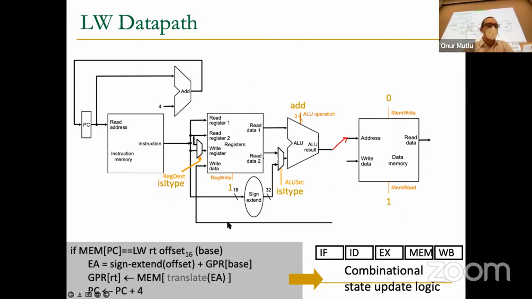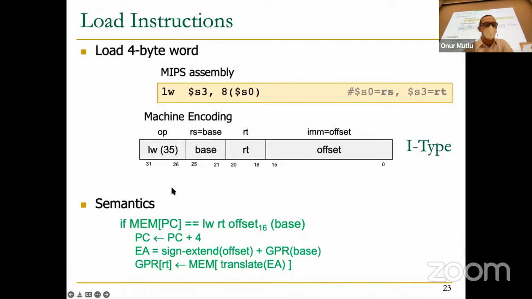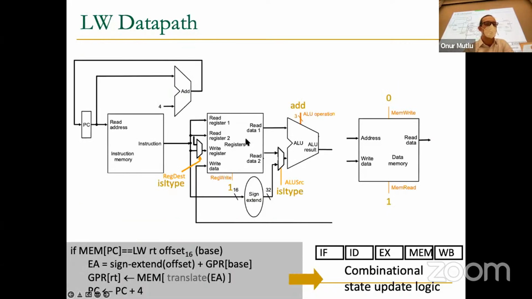Okay, this part I've already said, we already covered actually, because this load word is also I-type. The write register is specified by these bits that are coming from RT, if you will, which is essentially similar to add immediate, as we have seen.